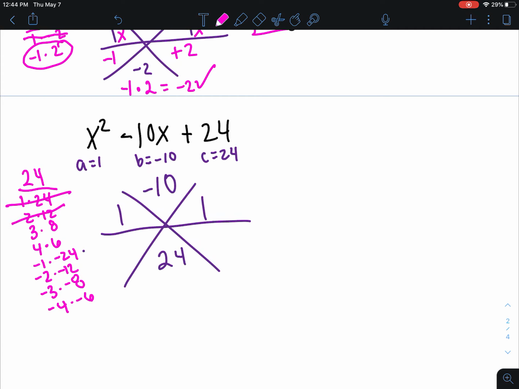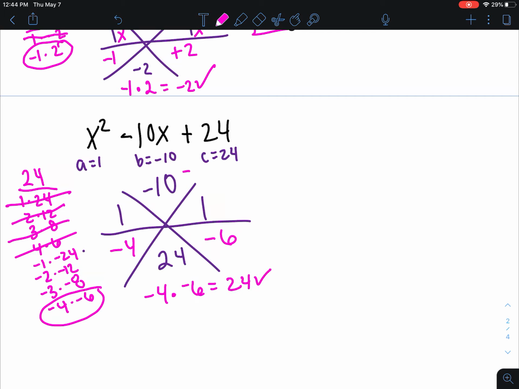So go through all of them and see which ones add up to negative 10. Nope, that adds up to 25. This adds up to 14. This adds up to 11. This adds up to positive 10, but I want negative 10. So I think this one will work. Negative 4 and negative 6.